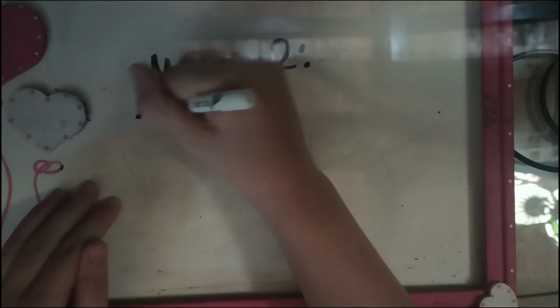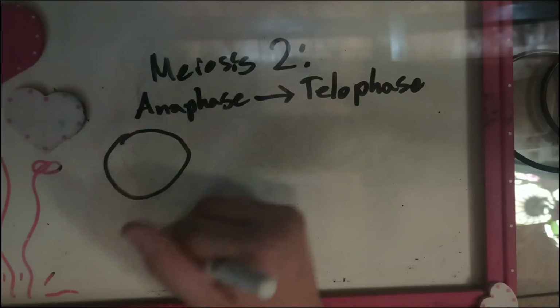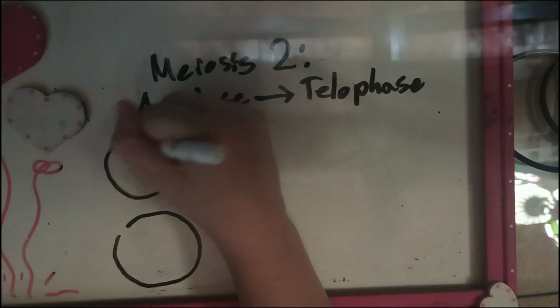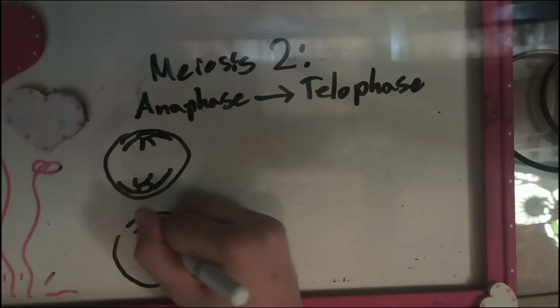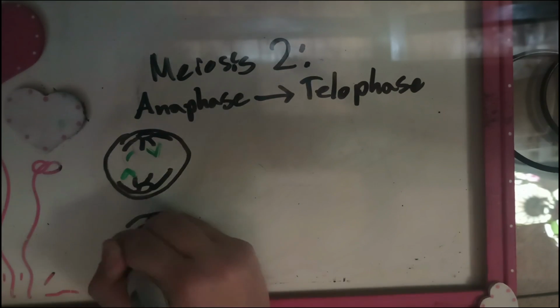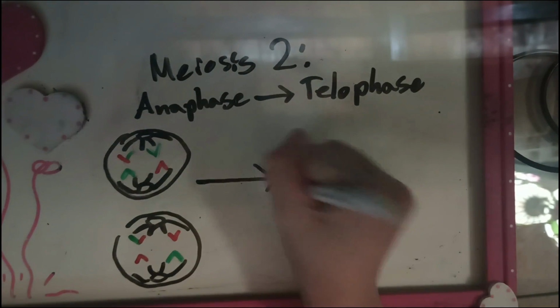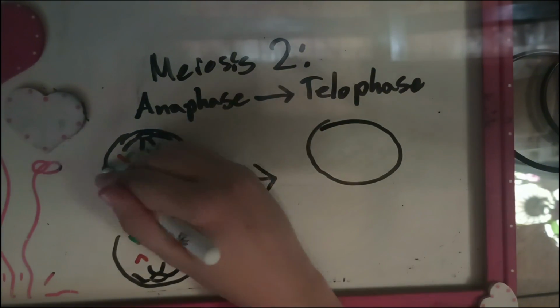After this, there is anaphase and lastly telophase. Anaphase pulls apart the chromosomes in half. This creates chromatids. Finally, telophase splits apart the cells into two. The dividing of the cell membrane is also known as cytokinesis.